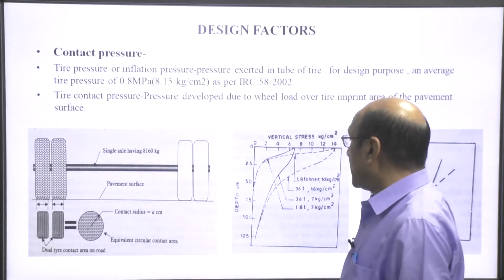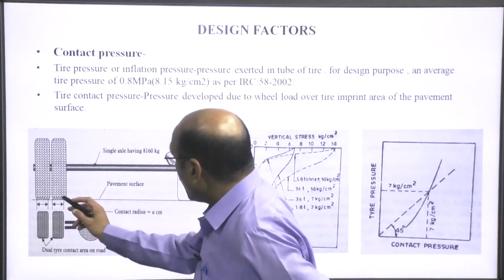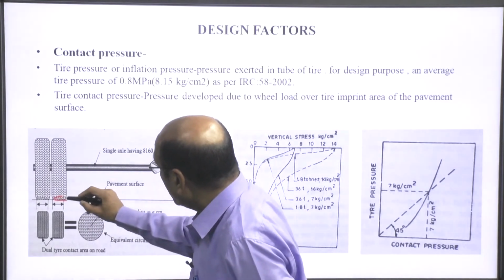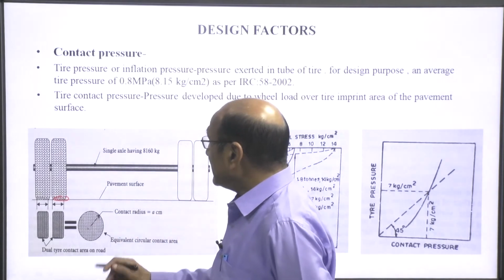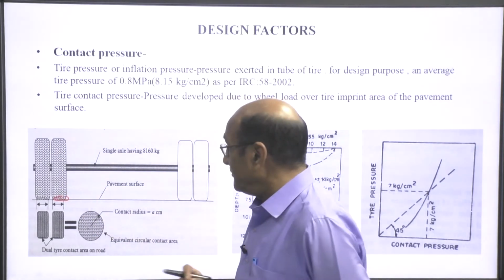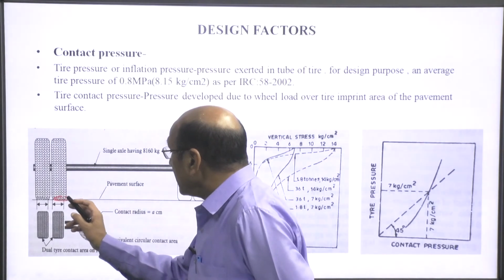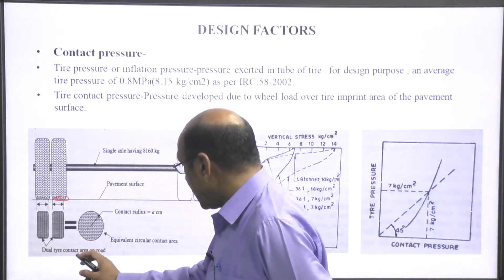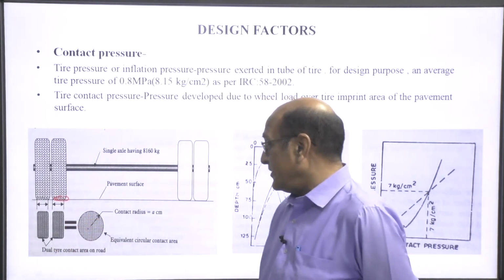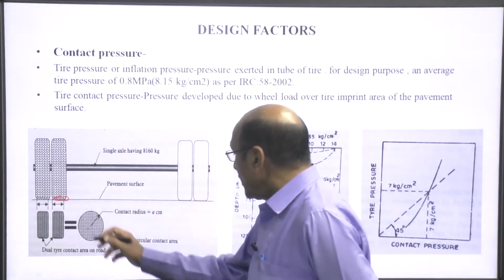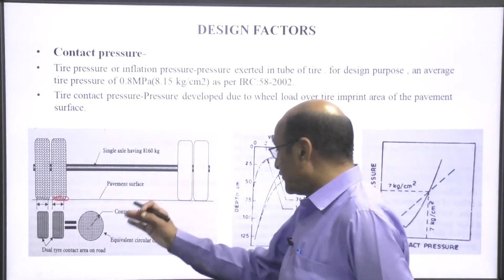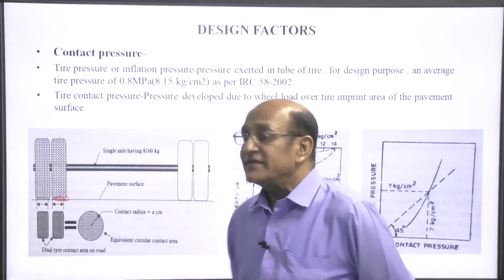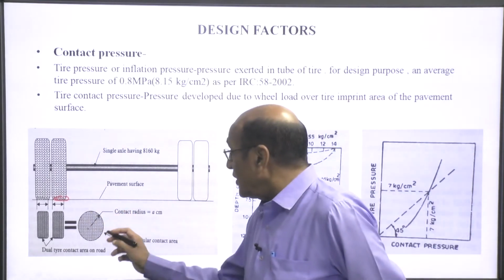Now, come to the contact pressure. This is the contact pressure of the tire on the pavement surface. This is the pavement surface. So, this is the contact pressure. It is not exactly the width of the wheel. There is some cambered shape like this, the dual tire contact area on the pavement surface, and it may be assumed as a circular equivalent contact area of radius a. It is assumed to be a circular one.